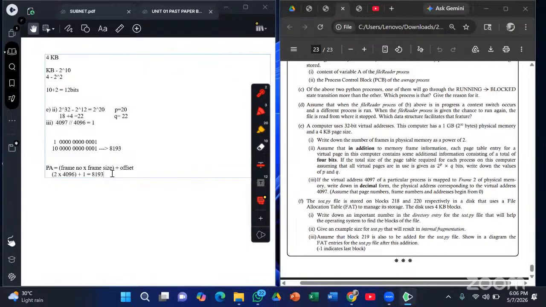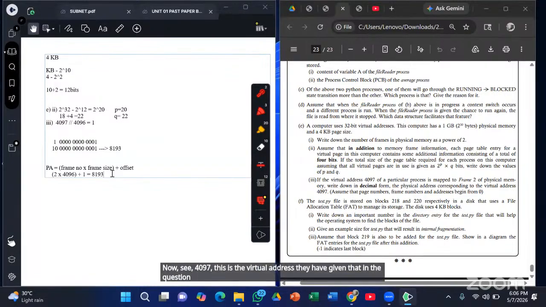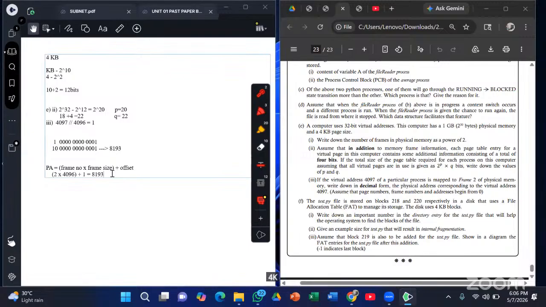Now see, 4097 is the virtual address they have given in the question. You take the virtual address and divide by the page size to get the page number. What is the page size in the question? 4 KB. 4 KB in bytes is 4096. That's why I put 4096. So when you divide 4097 by 4096, you will get 1 as the remainder. So the page number is 1.